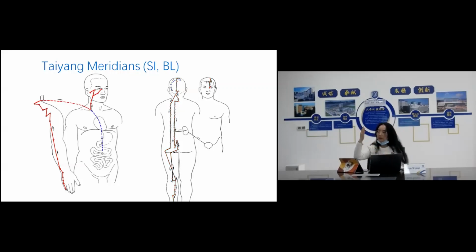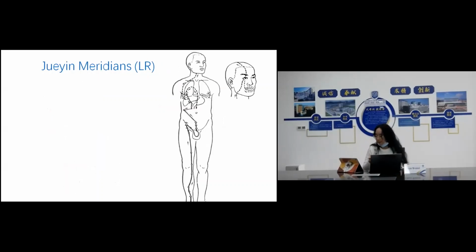So if somebody stays awake until very late at night, you can see the head wind. The external exopathogen wind will first attack the Taiyang meridian, that's the foot Taiyang meridian. So you will feel pain on the back of the head.